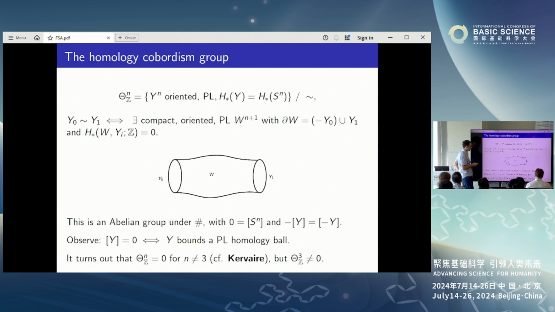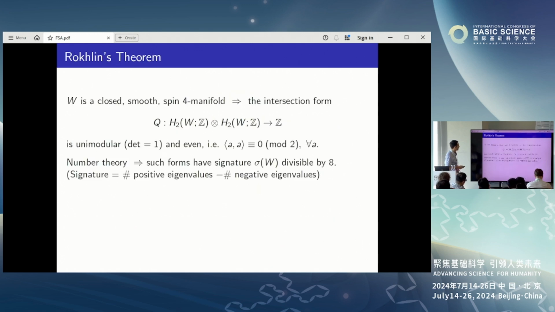Okay, so just the third group is interesting, and why is it? That one is actually non-zero. So, why is it non-zero? This comes from a famous theorem in four-dimensional topology due to Rokhlin. Okay, so let me explain it. Let's say that we have a four-manifold that's smooth, closed, and spin. It has a spin structure. Then you can look at its intersection form on the second homology.